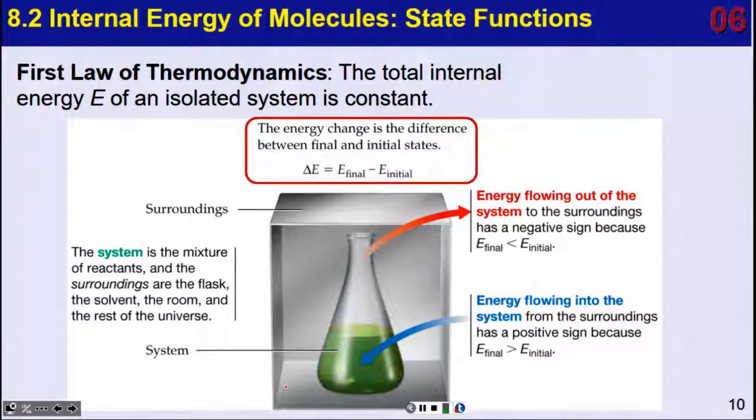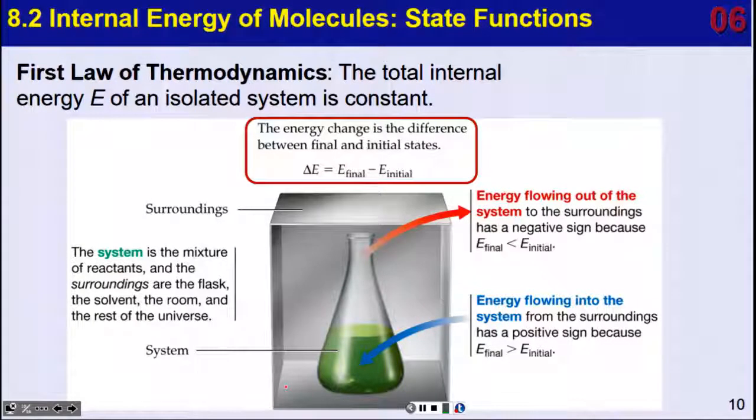The surroundings are a box around a flask with something in it. The flask has something green going on there. The system, therefore, is that green stuff, the mixture of reactants. The surroundings are the flask, the solvent, the room, and the rest of the universe. So there's a system inside the flask. There's the surroundings outside the flask. And so either one of these two cases will be true.